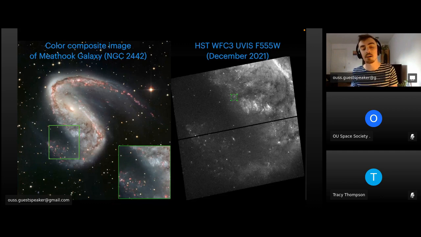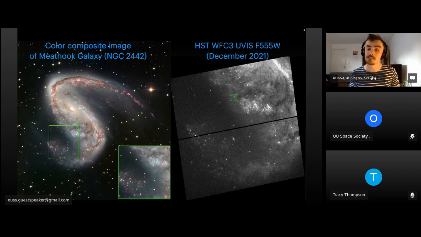So on the left-hand side here, this colored image is of what we call the Meat Hook galaxy, which is the galactic host of 16 JBU. It's called Meat Hook because it has a funny naming convention, as astronomers tend to do. It looks like a meat hook that a butcher will use to hang meat. It was named hundreds of years ago. In the green square, that's our region of interest. That's where our star is. And I've just included a little pop-up of that in the lower right.